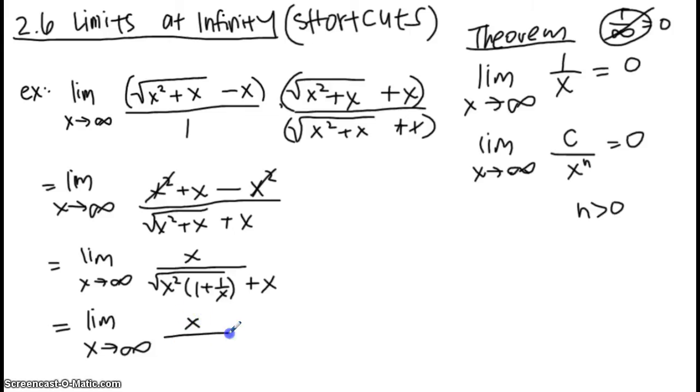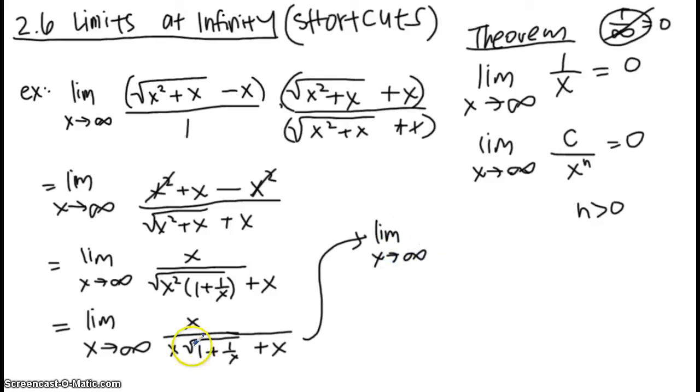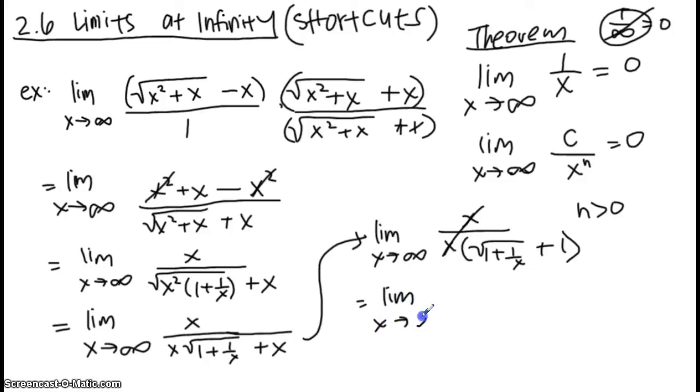X is still on top. Square root of x squared is just x. I'm left with the square root of 1 plus 1 over x plus the extra x out there. And in this case, this x, I'm going to factor out the x from out here, left with square root of 1 plus 1 over x plus 1. And now these two will divide to 1. And I'm going to be left with something that looks like this.